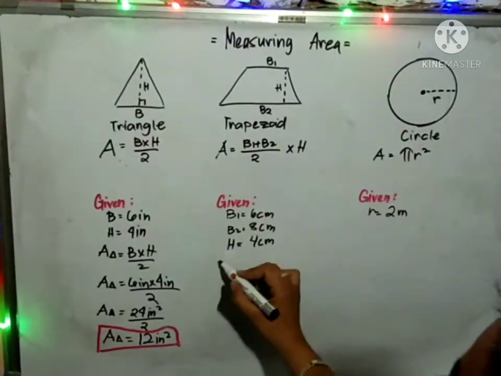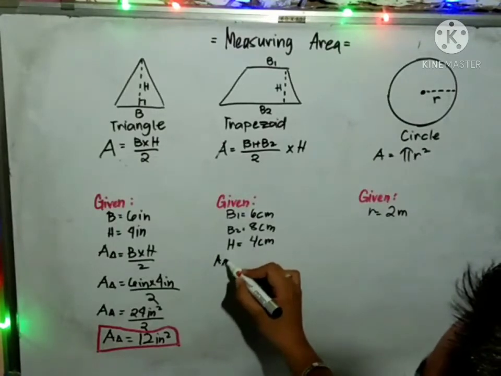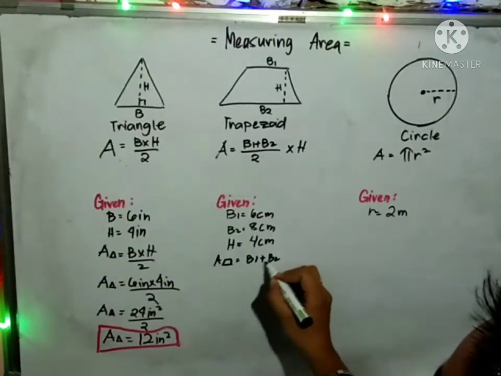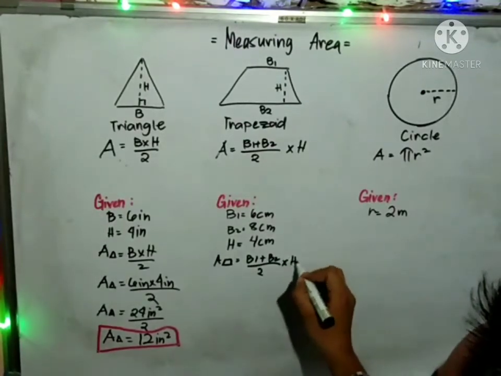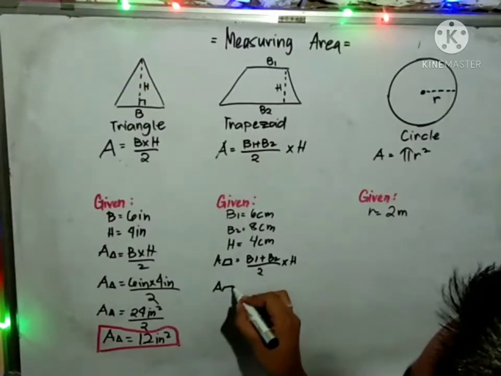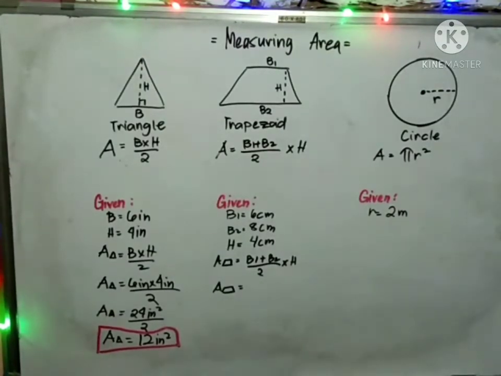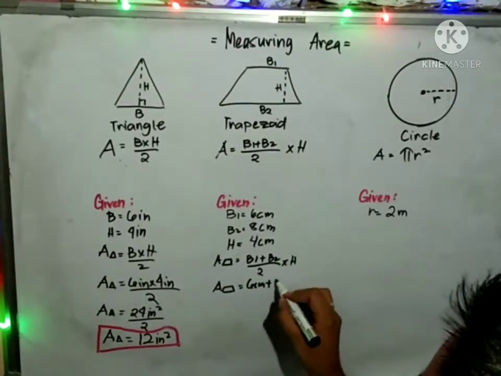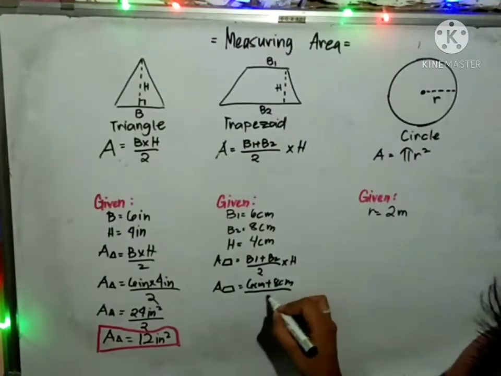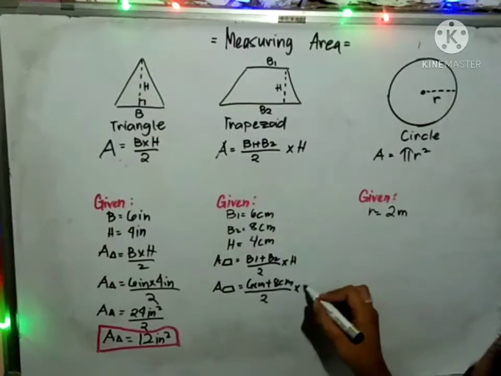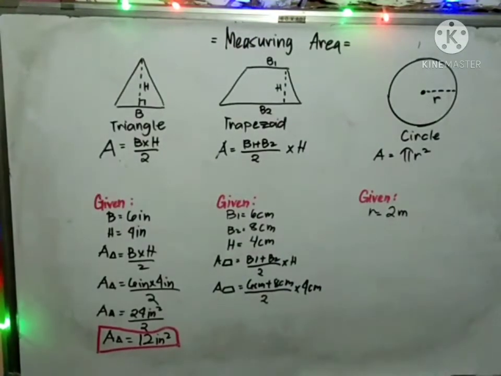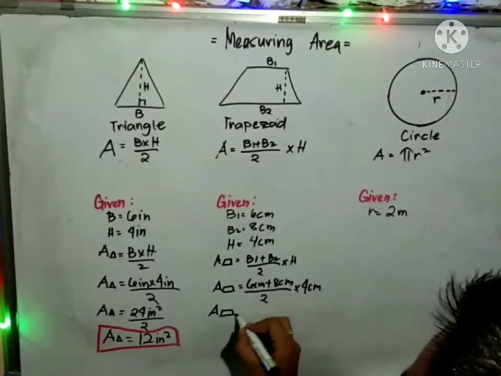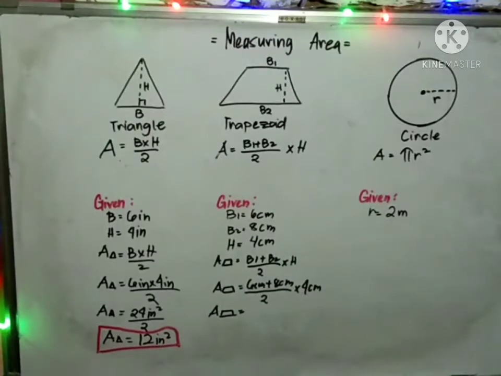Gamitin natin yung formula. Area of the trapezoid is equal to base 1 plus base 2 divided by 2 times the height. So, area of the trapezoid is equal to, anong value ng base 1 at ng base 2? Ang base 1 natin is 6 centimeters plus 8 centimeters divided by 2 times ang height natin ay 4 centimeters. So, ang area ng trapezoid natin is equal to 6 plus 8 is equal to 14.